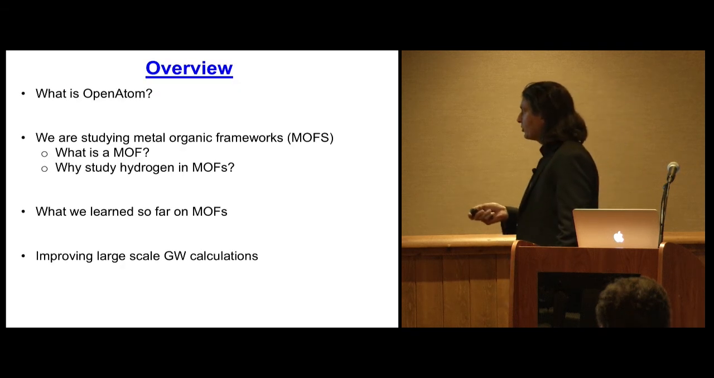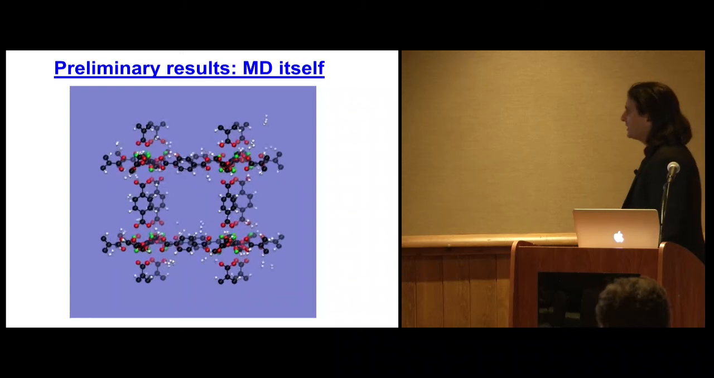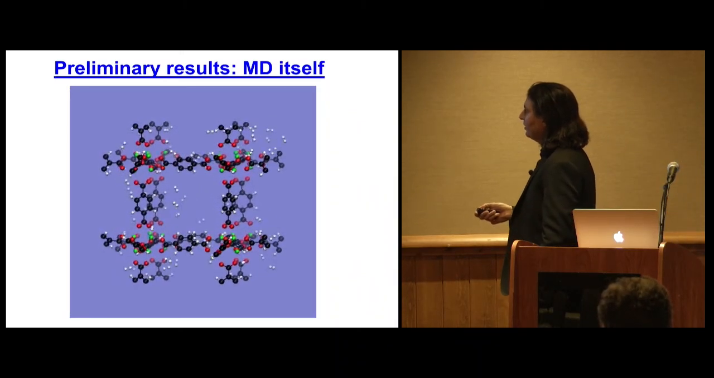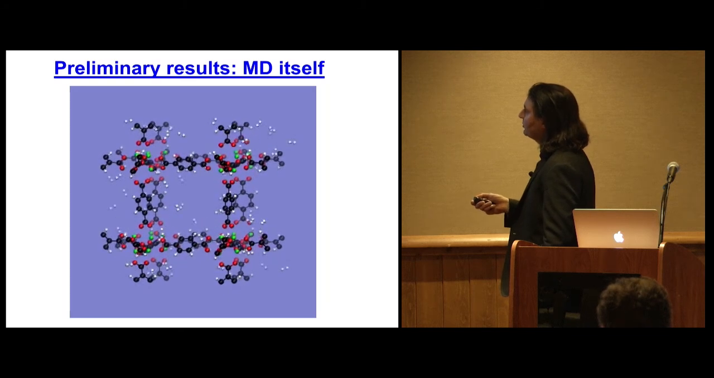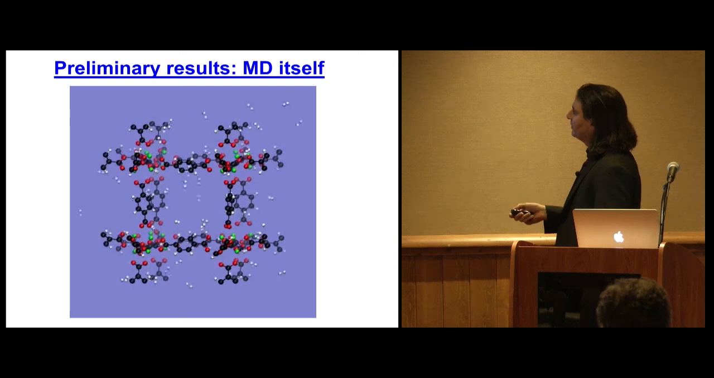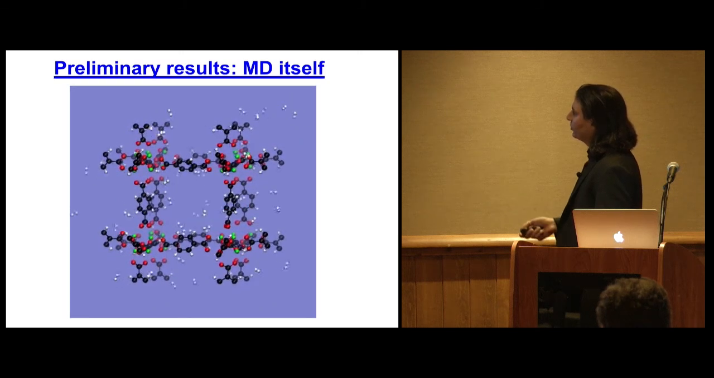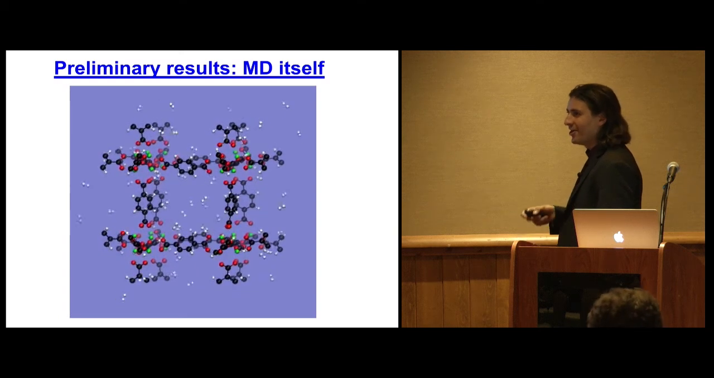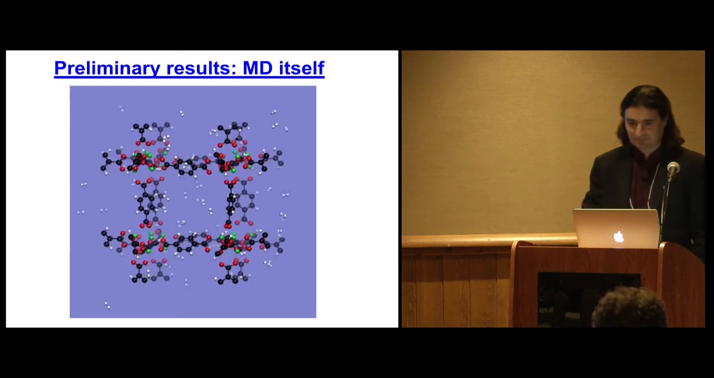Okay, so what have we learned so far? Here's an example of a simulation. The little gray things are H2 molecules. You see they come in pairs of hydrogen atoms. They're jiggling around. These are the corners which have the zinc in them. These are your organic connectors between the corners. We have lots of these movies, and they go on and on, and the hydrogen moves around.